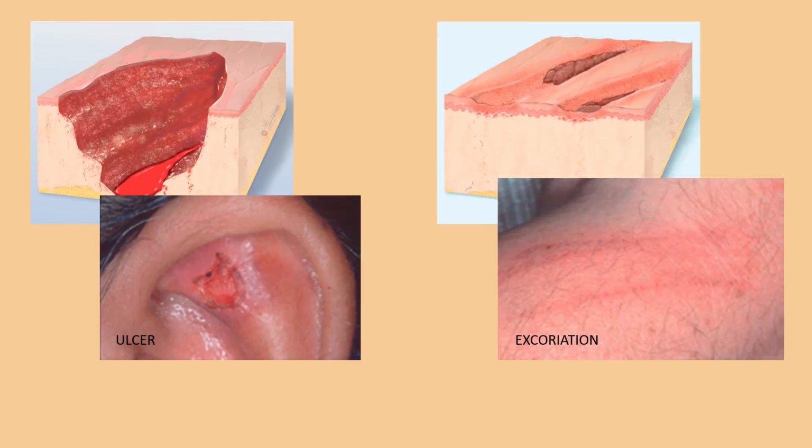An ulcer is a deeper depression extending into the dermis, and it is irregular in shape and may bleed. It leaves a scar when it heals. An excoriation is a self-inflicted abrasion. It is superficial, sometimes crusted. It results from scratches due to intense itching, examples of which are scratching due to insect bites, scabies, dermatitis, or varicella.